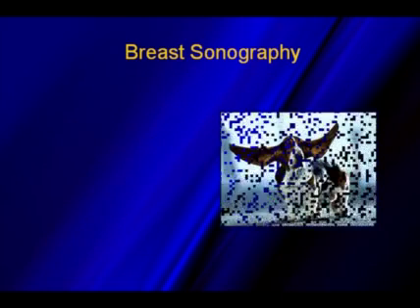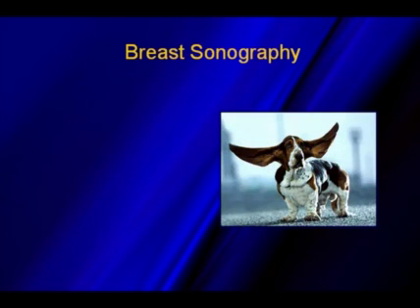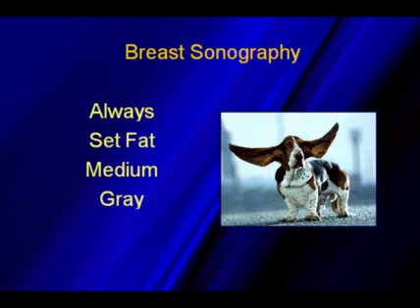If you're only going to listen to one thing about this whole lecture, this is the one thing to make sure that you have. Always set fat at medium gray. Make sure that when you optimize your machine, you find an area where there's fat and you turn it so that fat is medium gray all the way from skin line down to the pectoralis muscle.